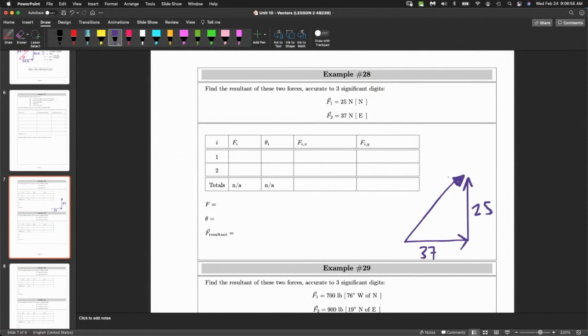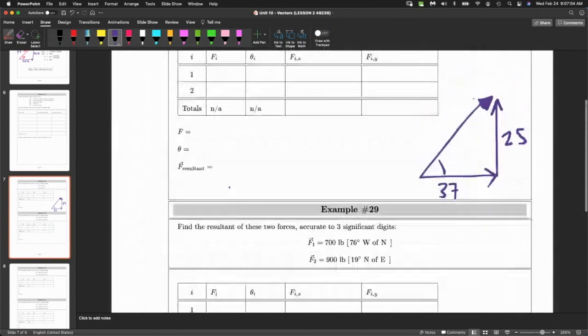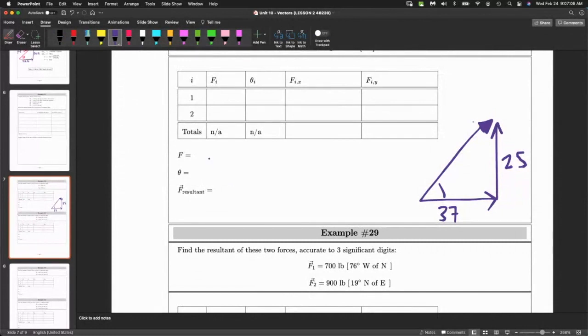So how would you find that vector? You would do Pythagorean and tan. So over here, you would use 37 squared plus 25 squared.